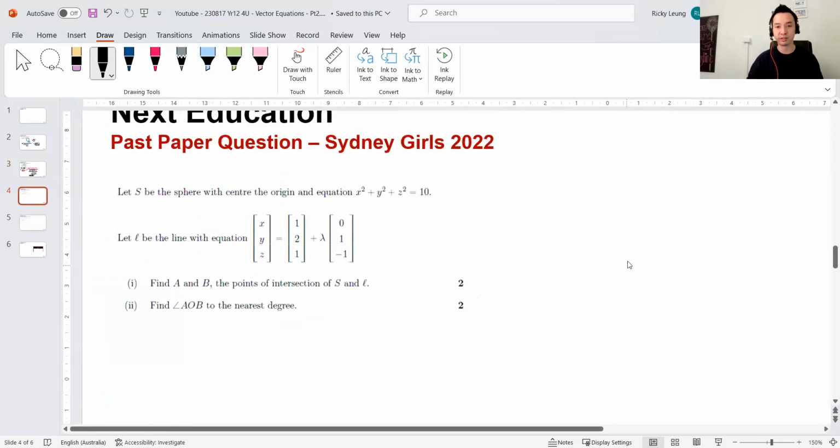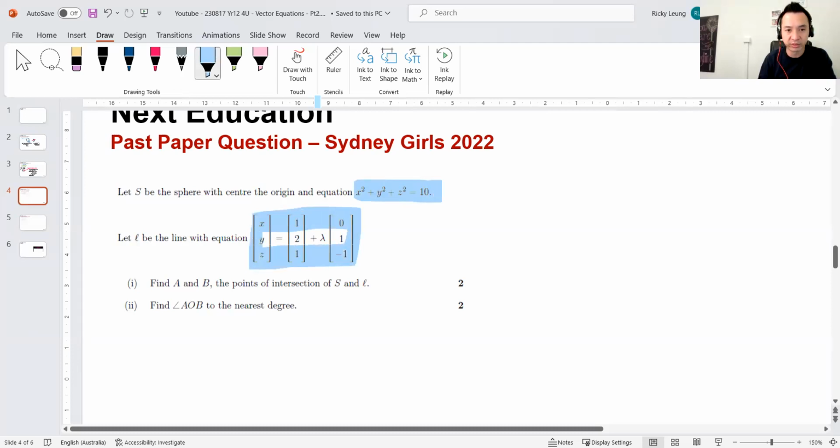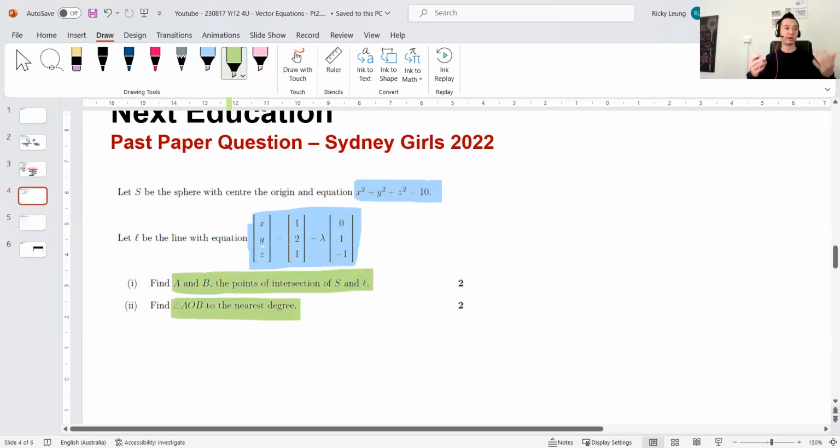This one is from Sydney Girls 2022. Once again, the theme is consistent. I have a sphere that's given to me, and a vector equation given in column form. Find the points of intersection, easy, right? Find A and B, and then find the angle, just using the cos formula, I believe. Nothing too fancy about that. Let's go. So part one.